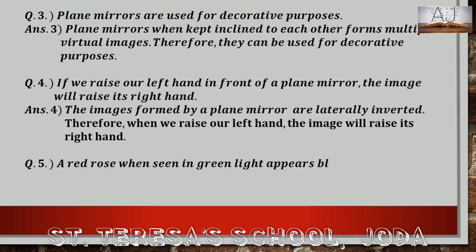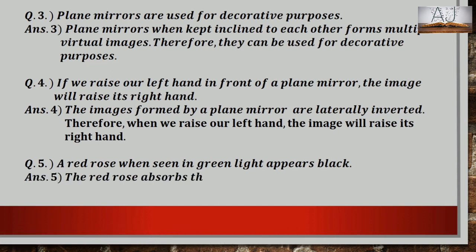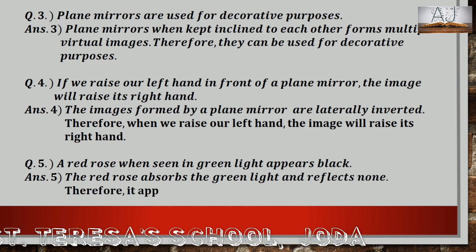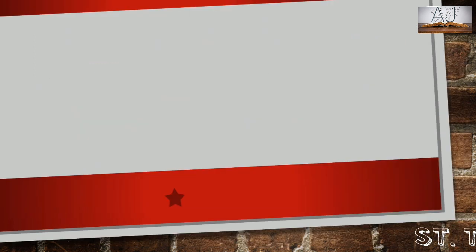Now, 5 number. A red rose when seen in green light appears black. Why? Give reason. Because the red rose absorbs the green light and it reflects no light, none. Therefore, it appears black in green light.